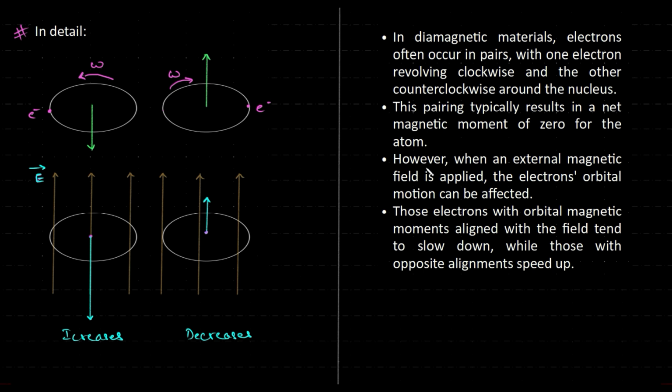This is in the absence. However, when an external magnetic field is applied, the electron's orbital motion can be affected. How does it get affected? Those electrons with the orbital magnetic moment aligned with the field tend to slow down, while those with the opposite alignment speed up. And so there is a small increase in magnetic moment in the opposite direction, and so it will oppose. This is not E, this is B.